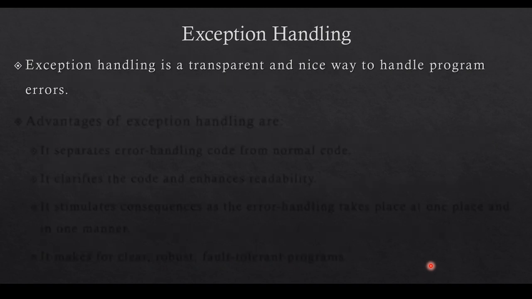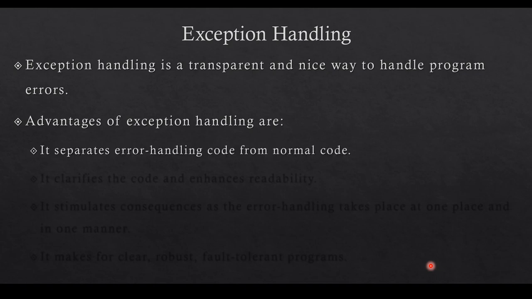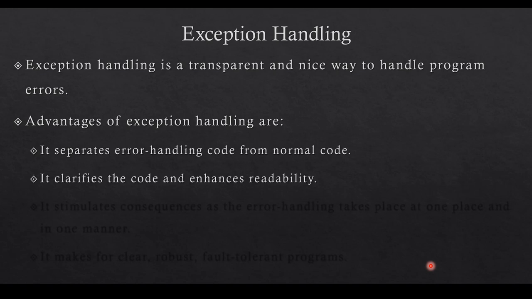Exception handling is a transparent and nice way to handle program errors. Exception handling is a concept that allows you to execute the program in a very smooth way. The advantages of exception handling are that it separates error handling code from normal code. You can see normal code will be there, and there are some codes where you may expect errors that can be separated. It clarifies the code and enhances readability. When you see the program itself, you know that it will be divided into parts. Exception handling routines will be available, so it will improve the readability of the program.